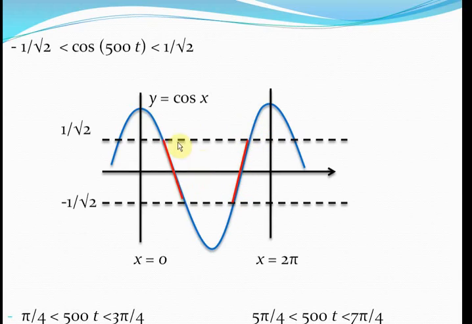So the detector will be idle twice in one cycle, as we can clearly see. When we add these times for which the detector will be idle, we get the idle time to be 6.8 into 10 raised to minus 3 seconds.